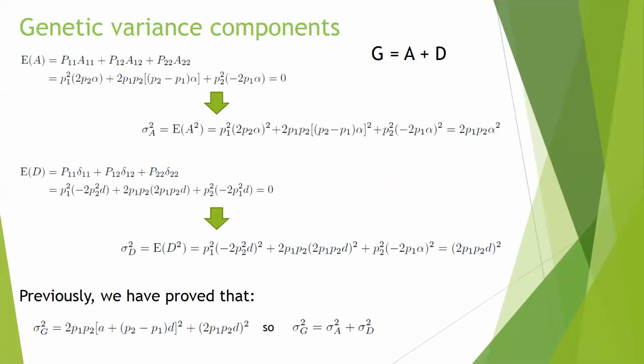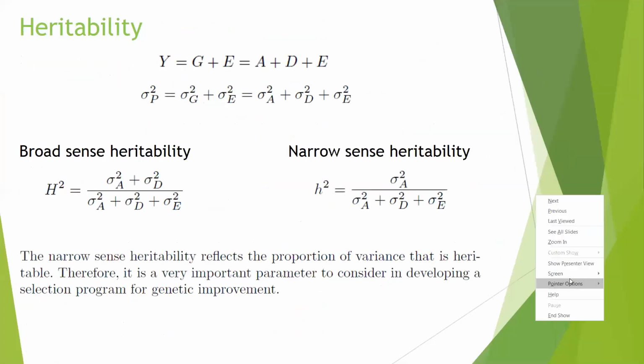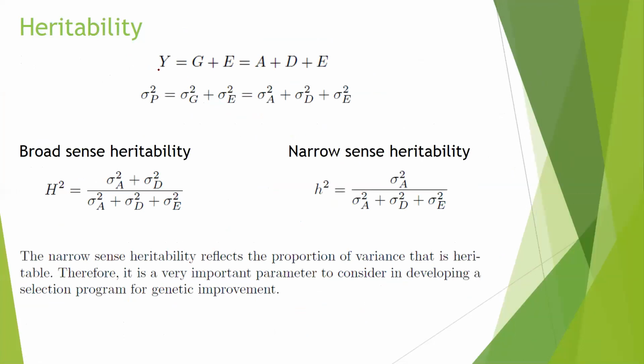Okay, let's move on. Based on what we have learned so far, this is how we express the observed phenotype, right? The observed phenotype Y equals the expected phenotype plus the random error. And this expected phenotype can be written into two parts, additive parts and the dominant parts.